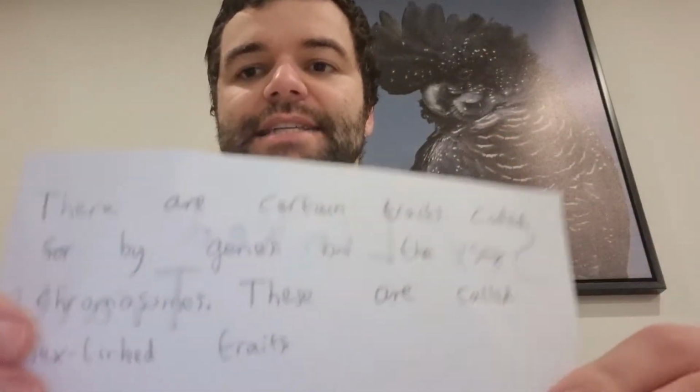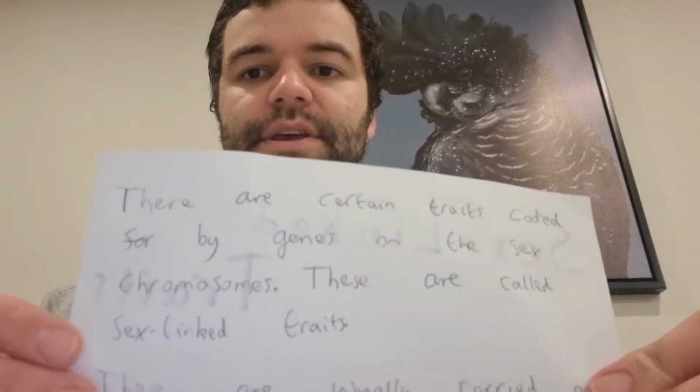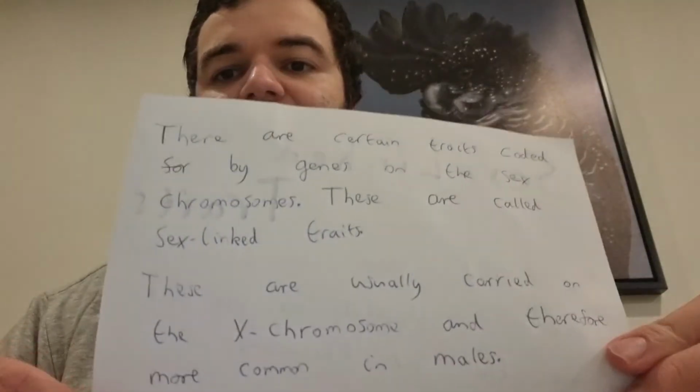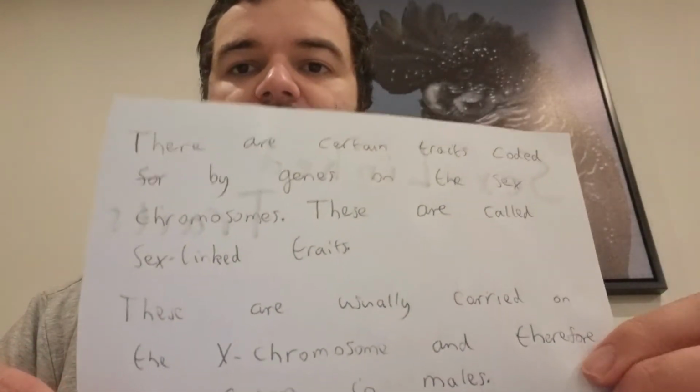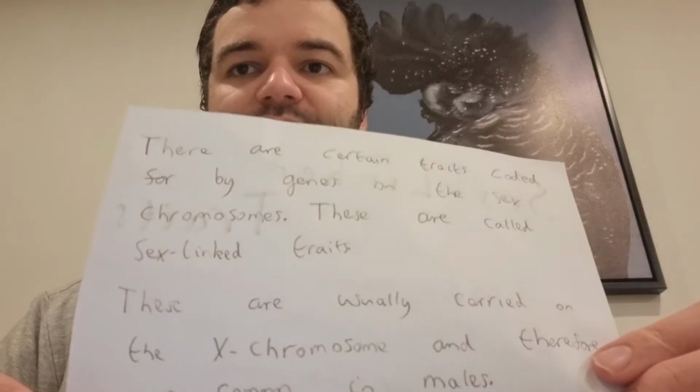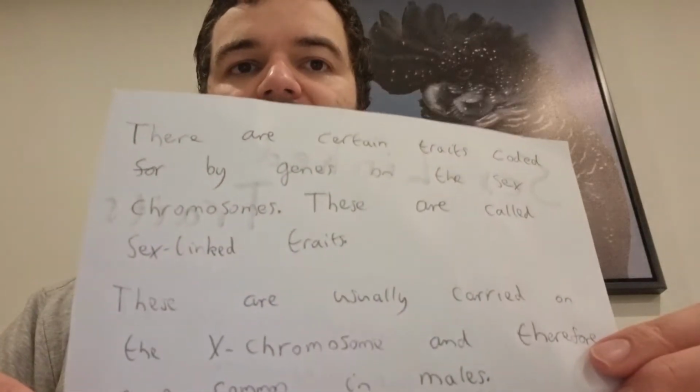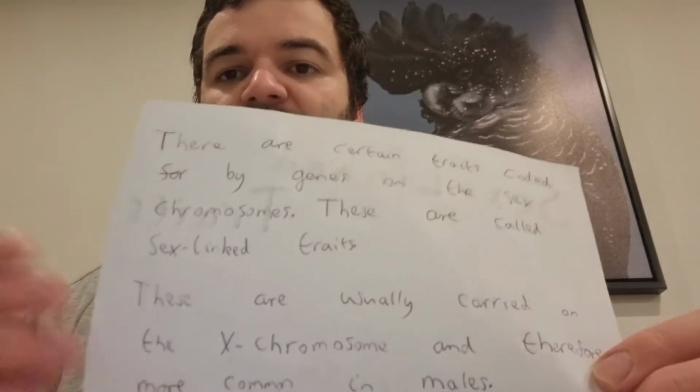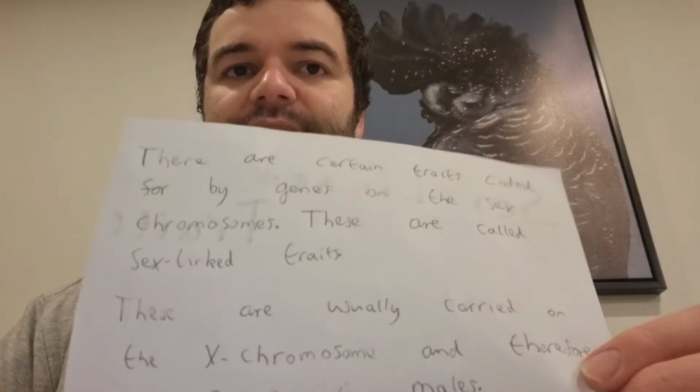So what we are really looking at for sex-linked traits is traits that are carried on a sex chromosome, and inheritance for them will work slightly differently. So the example we're going to look at is colour blindness. Okay, so colour blindness is a sex-linked trait, and the gene for that is carried on the X chromosome. And colour blindness is more common in males, which is common for many sex-linked traits.